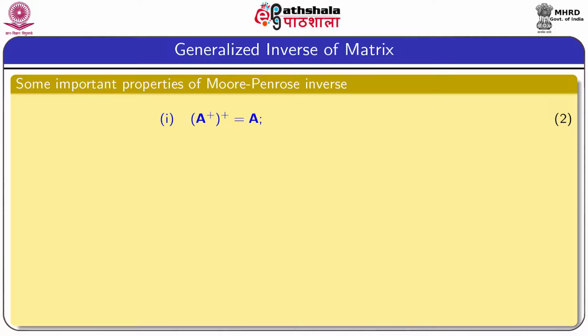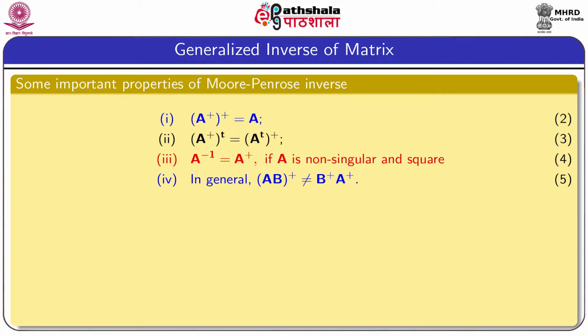Now we introduce some important properties of the Moore Penrose inverse. The first one is A plus of A plus equal to A, that means the Moore Penrose inverse of the Moore Penrose inverse of a matrix is equal to the same matrix. This is similar to the conventional matrix inverse. And the second property is that the Moore Penrose inverse of the transpose is equal to the transpose of the Moore Penrose inverse of the matrix A. This is also the same as in the conventional matrix inverse.